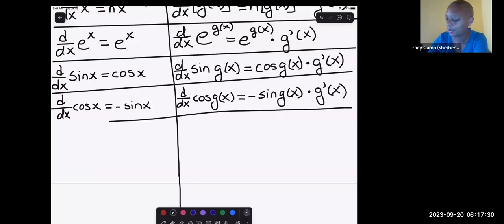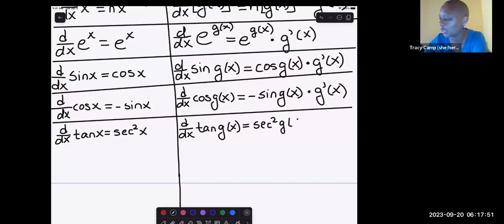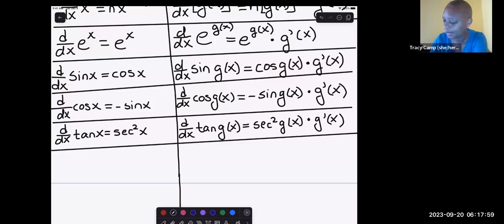So go ahead and write the other trig function rules. The derivative of tangent is secant squared x. So the chain rule version of this, instead of just tangent of x, I'll have tangent of g of x, and so I'll have secant squared g of x, but then the chain rule says multiply by the derivative of g of x. And then how many more rules do we have? Secant, three more rules that we covered so far.